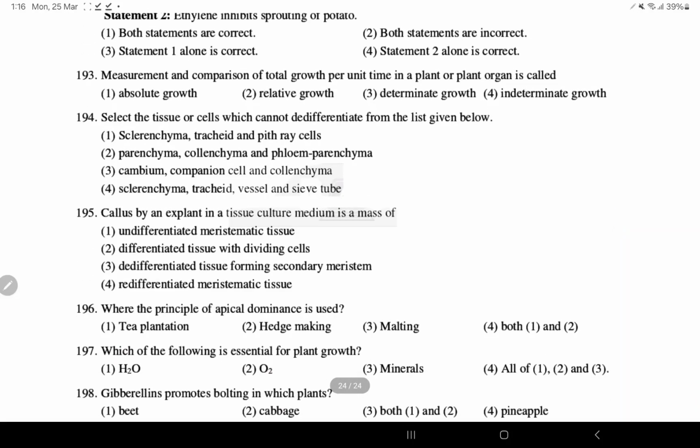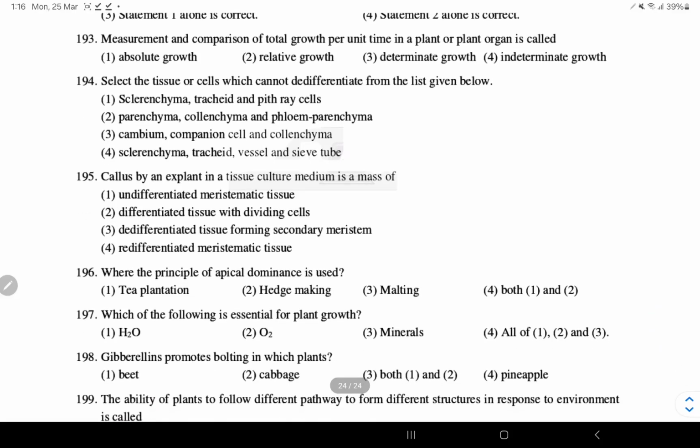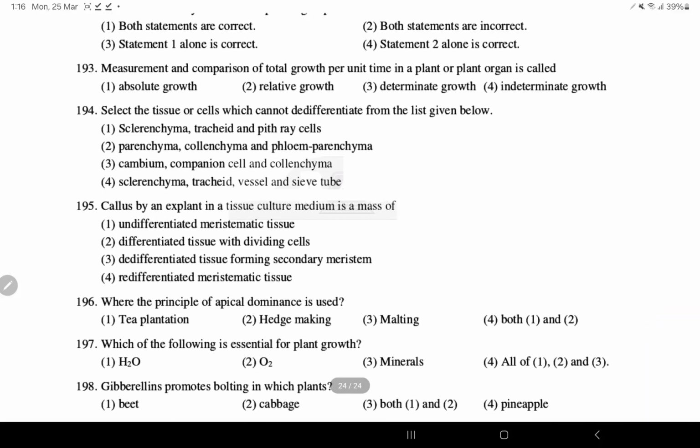Measurement and comparison of total growth per unit time in plants or plant organs, we call it as relative growth? Option 2, absolute growth. Measurement and comparison of total growth per unit time of a plant organ is called absolute growth.